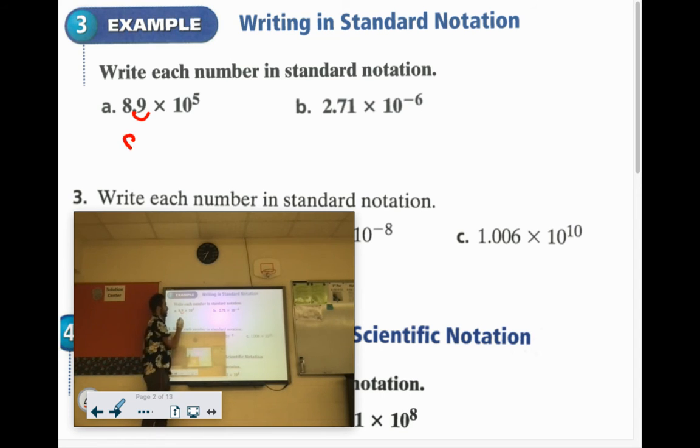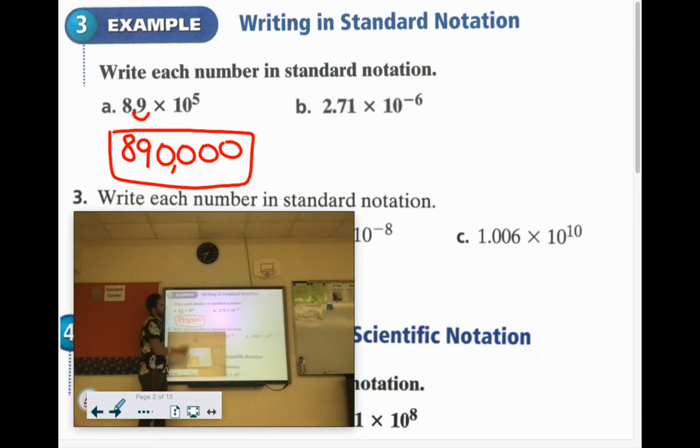So if we moved it once, it would become 89. We still have to move it 4 more places, which means there's going to be 4 more zeros behind this. Throw in your commas, 890,000.